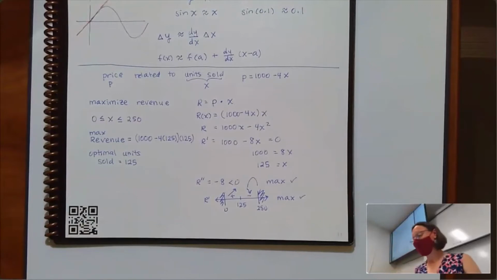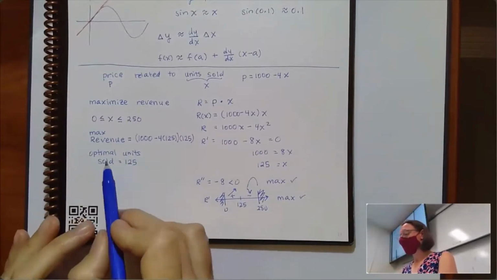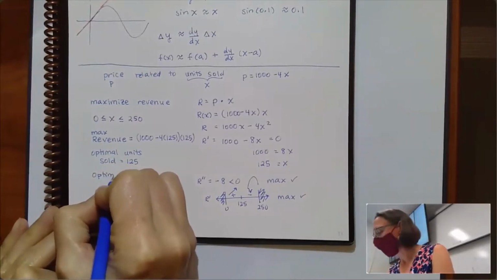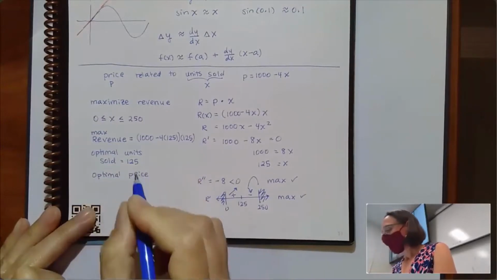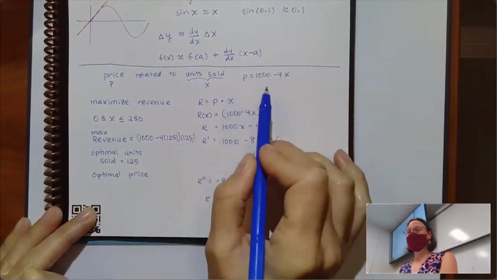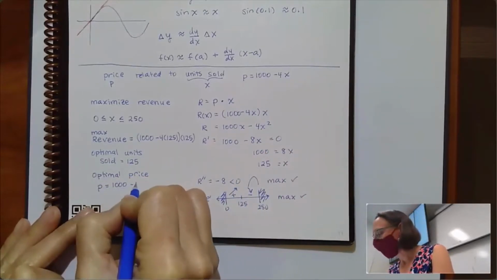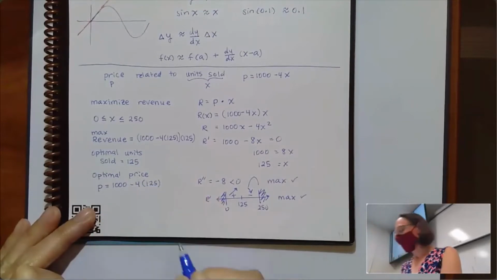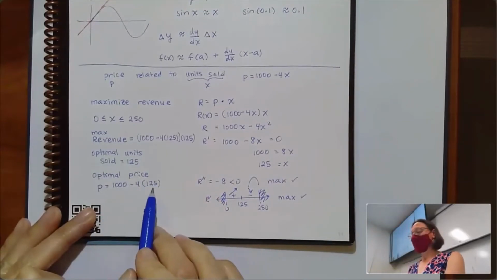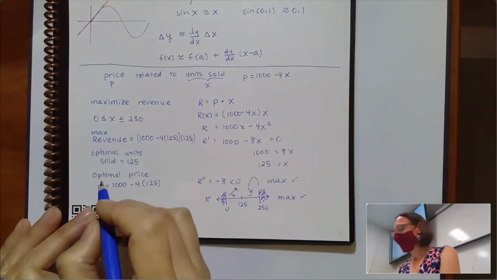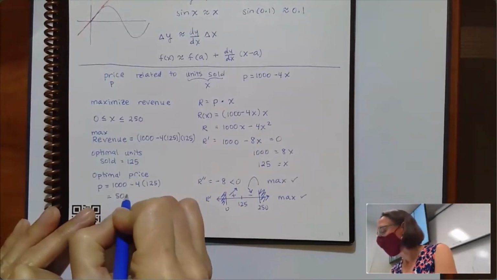Oh, it asked for the optimal price. Okay, so I said optimal units sold, so thank you. Let's find that. Great, so that part we did, the 125, that's how many are sold. But our optimal price is us plugging that back in where it says price equals. So price equals 1,000 minus 4 times 125. 4 times 125 should be 500. So my optimal price would be 500.